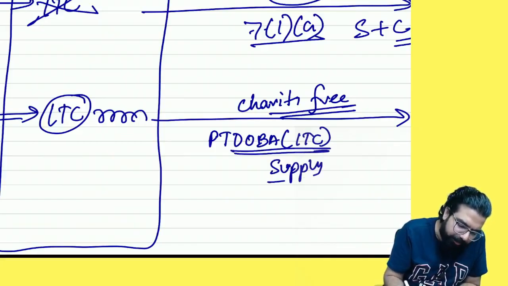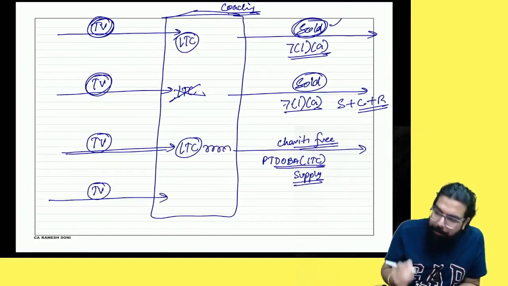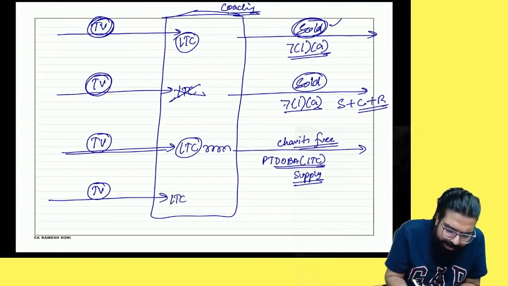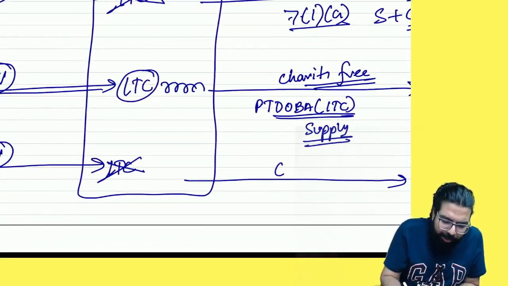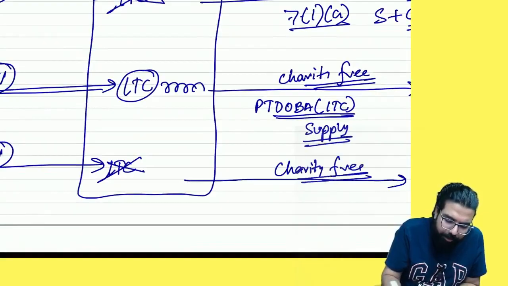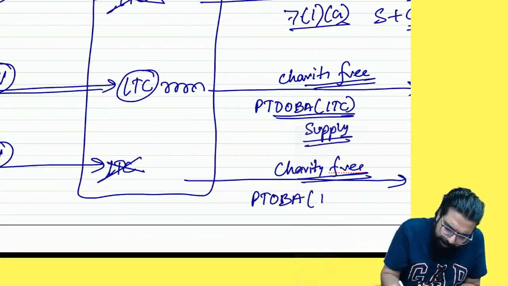Okay, 1 minute. I bought the TV for using in my business. I had not taken the ITC. Now what happened? I gave it for charity, free. Supply, not supply? Why not supply? Permanent transfer of a business asset. But did I take the ITC? And hence it is not a supply.